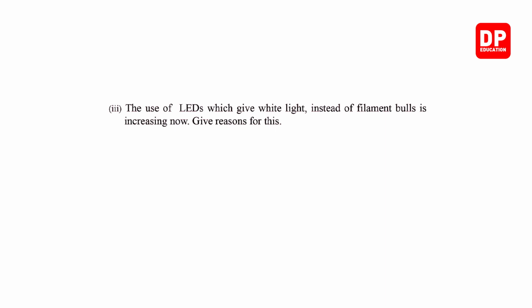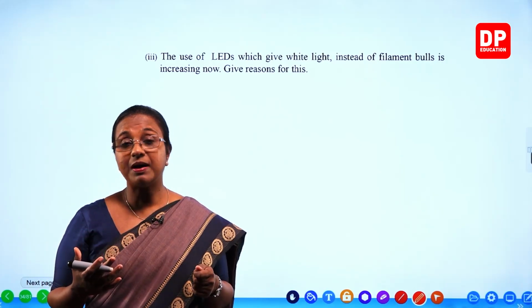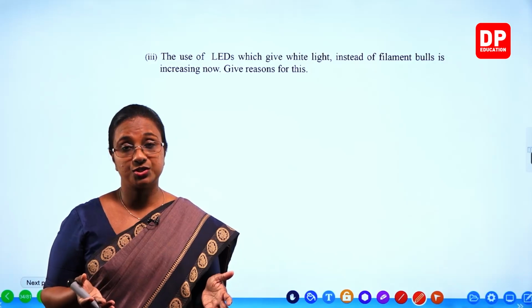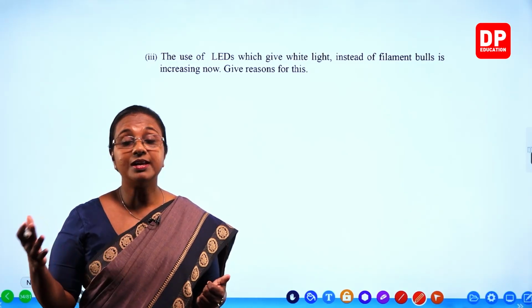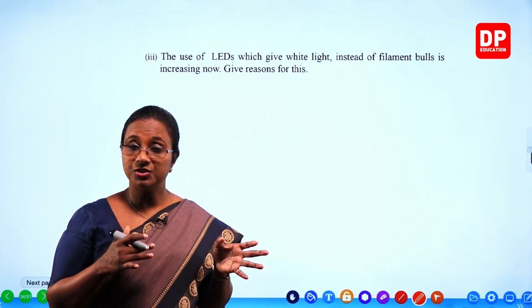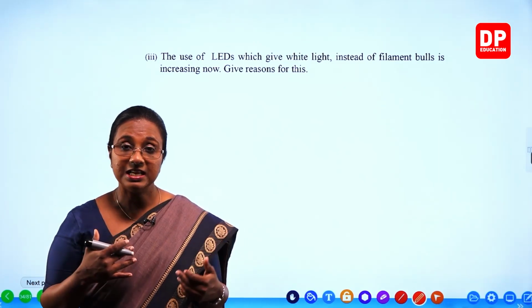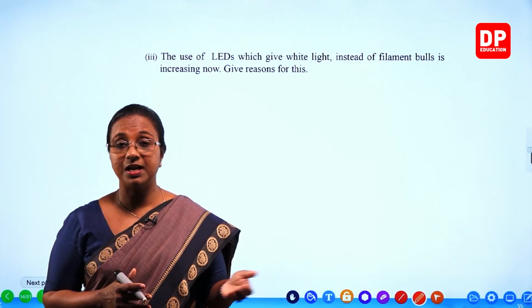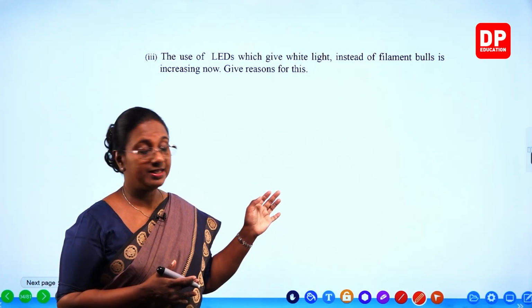The use of LEDs which give white light instead of filament bulbs is increasing now. Give reason for this. Now you all know, students, normally a filament bulb's electricity power consumption is about 60 watts. Whereas an LED bulb's power consumption is about 6 to 8 watts. And also the lifetime of LED bulbs is about 50,000 hours. So it is a long lifetime. Because of that, although the initial cost is high, in the long run, using LED light bulbs is very energy efficient as well as cost efficient. So the use of LED instead of filament bulbs is becoming more and more common these days. So that is what you have to write here.